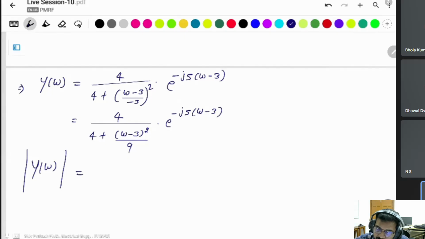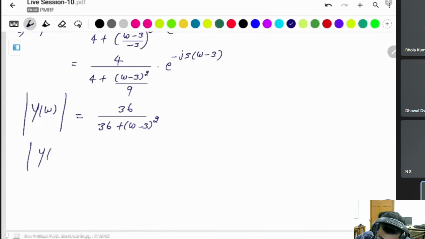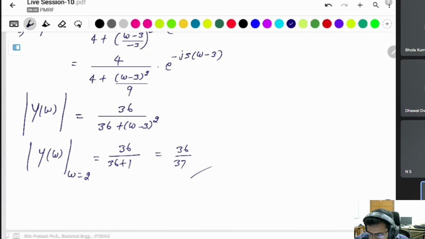The magnitude of e to the power of j something will be 1, so remove this function. Multiplying 4 by 9 gives 36, so the magnitude is 36 divided by 36 plus (omega minus 3) square. The question asks about this magnitude at omega equal to 2. We put 2 here, 2 minus 3 is minus 1, and minus 1 square is 1. So 36 divided by 36 plus 1 is 36 divided by 37. This is the answer.